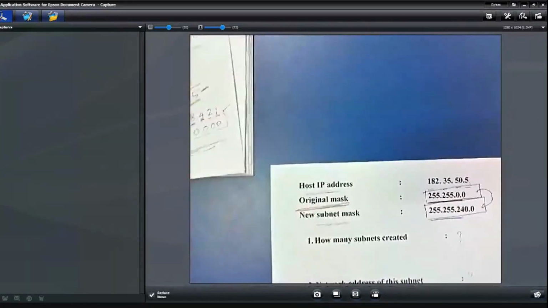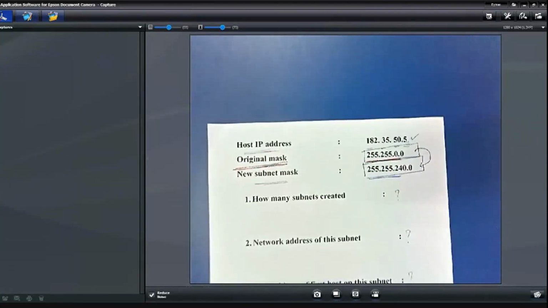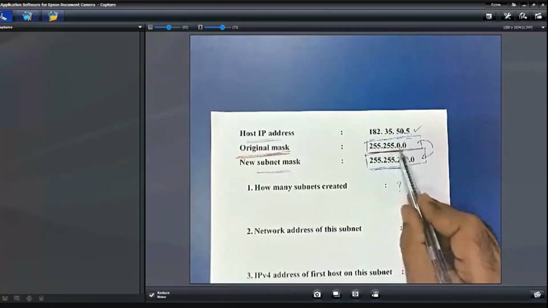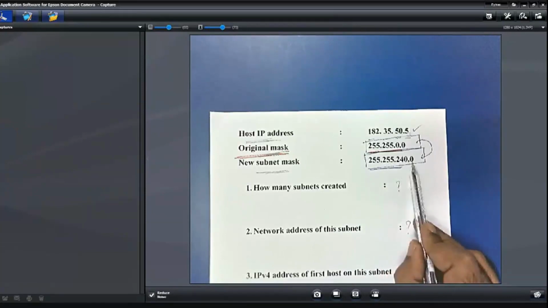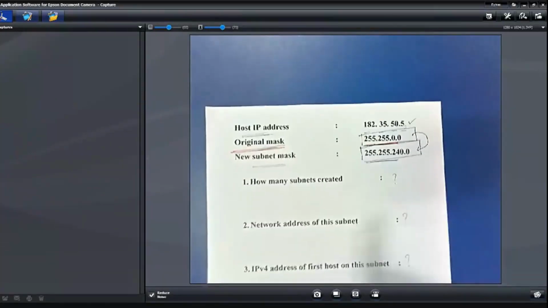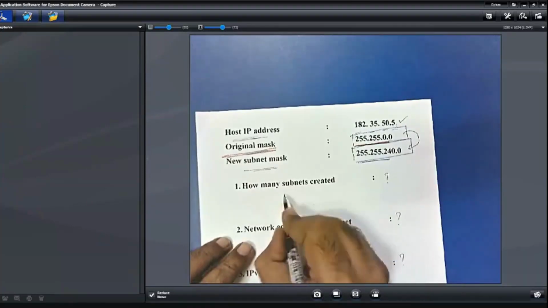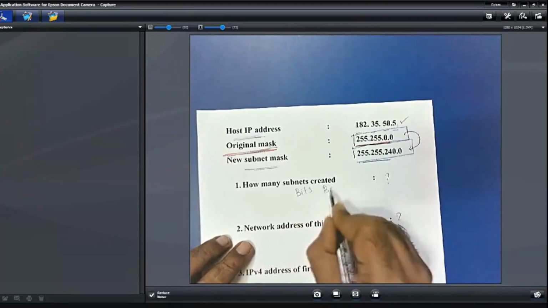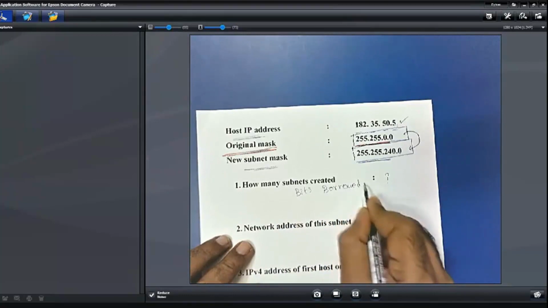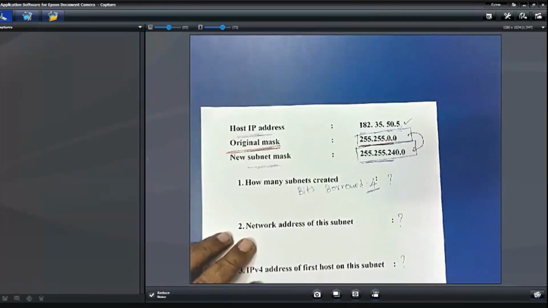Now you see, this is the IP address. Very good. Original subnet mask is 255.0.0. Now the new subnet mask is 255.240.0. Now what is the question? How many subnets created? First thing you must know is how many bits borrowed. We already saw that 4 bits borrowed.